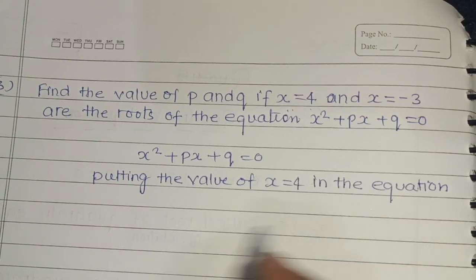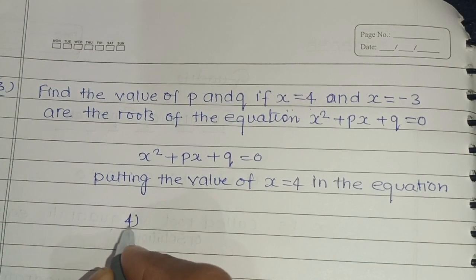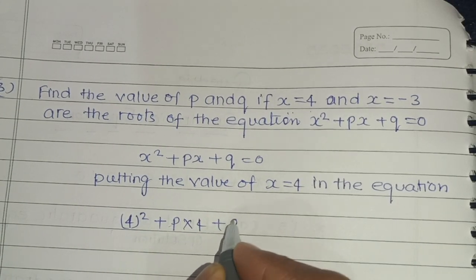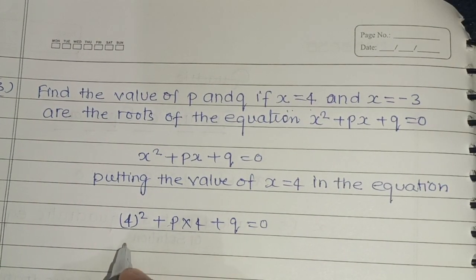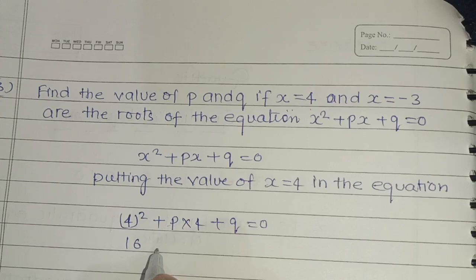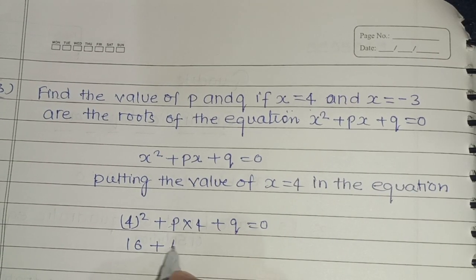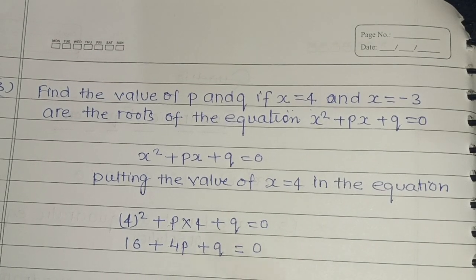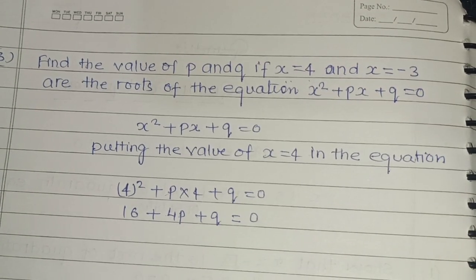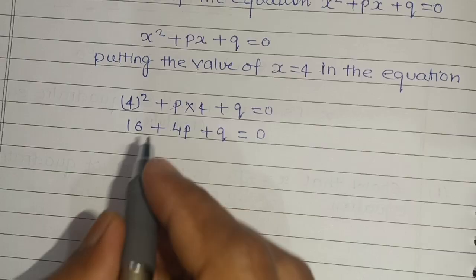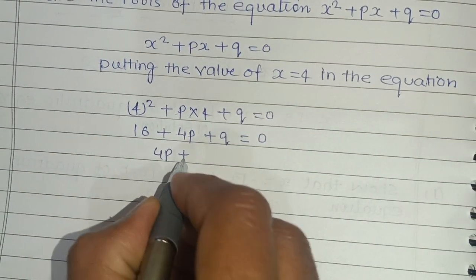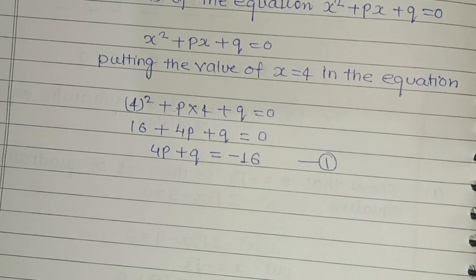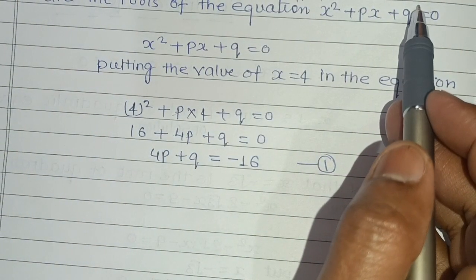So what we will get? We will get 4 square plus p into 4 plus q is equal to 0. So 16 plus 4p plus q is equal to 0. So what we will get? We will get 4p plus q is equal to minus 16. This is equation first. Now put the value x is equal to minus 3 in this equation.